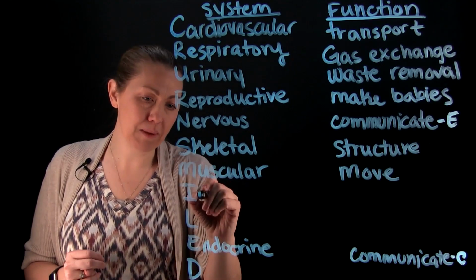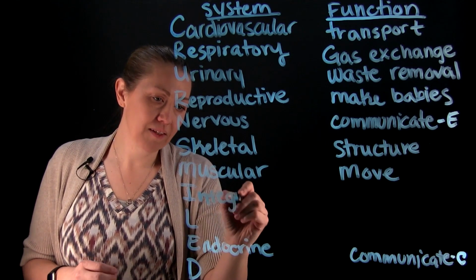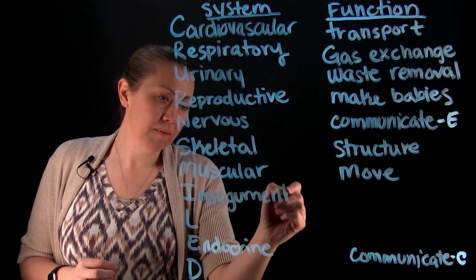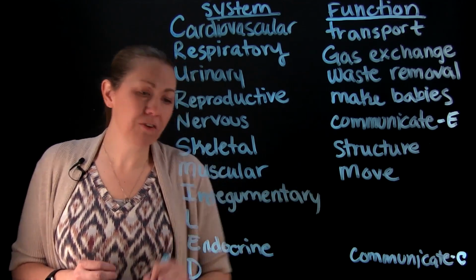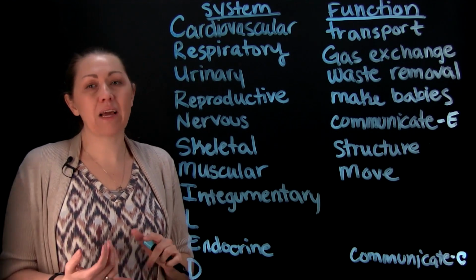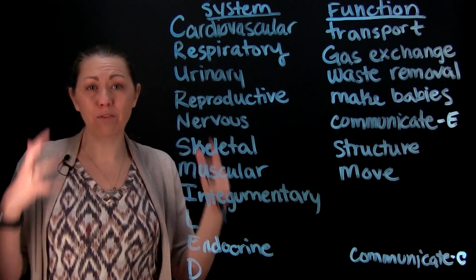Our next one is integument. So integumentary system is things like hair, skin, nails. It's all the outside stuff, right?